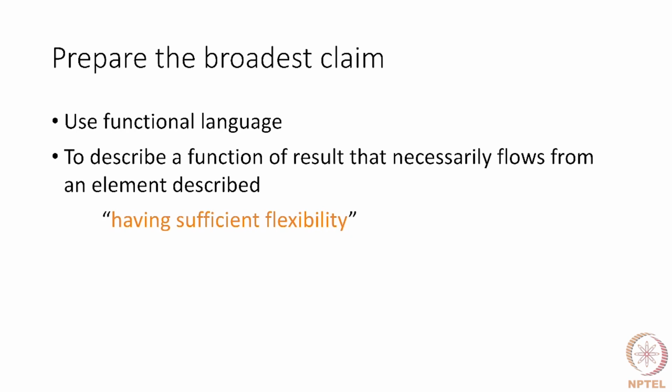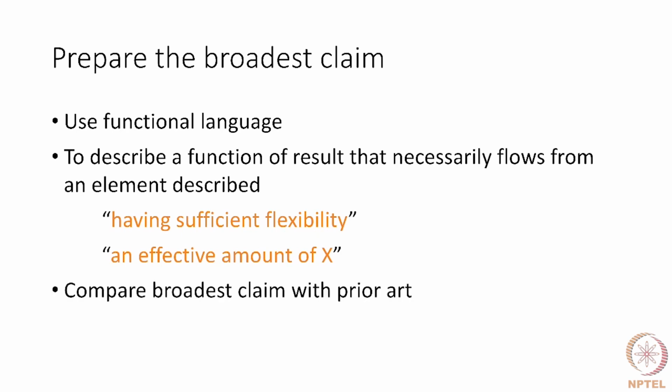Now you could broaden this by using words which have been allowed in some jurisdictions, such as having sufficient flexibility. What that flexibility is, you can describe later, but having sufficient flexibility or an effective amount of X. Now, this gives you a broader scope, because for the effective amount, you necessarily have to explain what that amount is in the specification or in a dependent claim, but this allows you to have a broader scope.